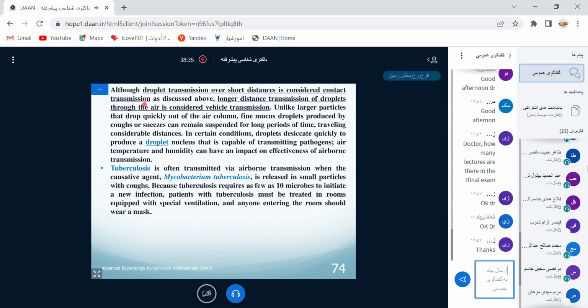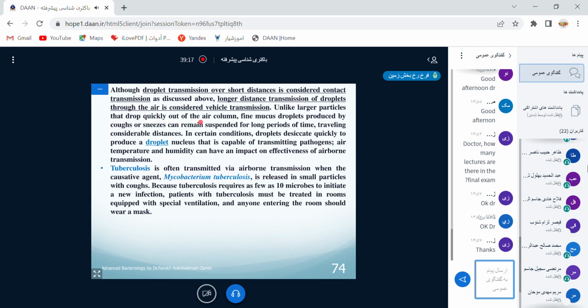74. Although droplet transmission over a short distance is considered contact transmission, as discussed above, longer distance transmission of droplets through the air is considered vehicle transmission. So transmission over a short distance, we call contact transmission. For a longer distance, we call it vehicle transmission.